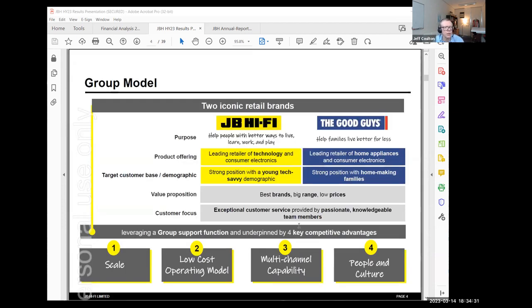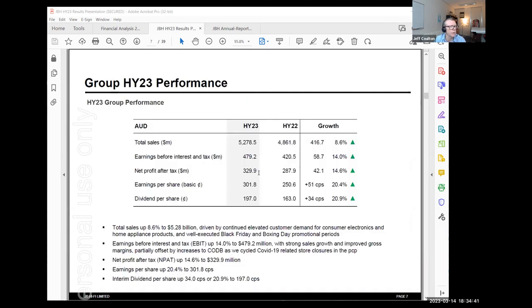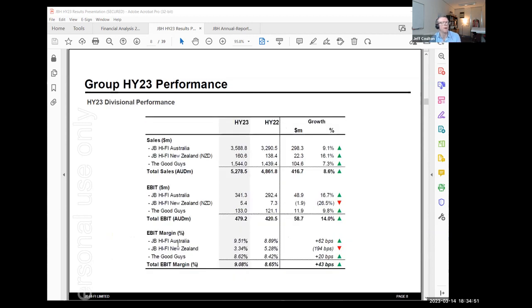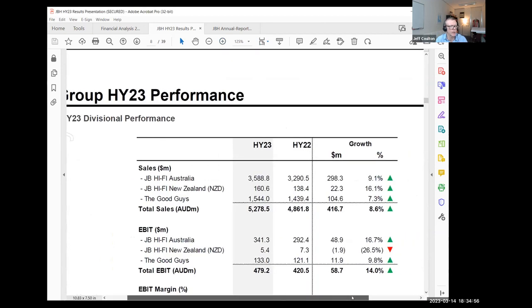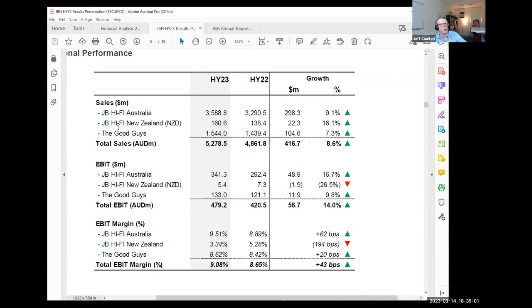Group overview. Okay, so here's how I kind of summarize the business. Okay, scale and low cost makes sense. Yep, multi-channel. Yep, makes sense as a retailer. Create and growth. Yep, okay. Sales, earnings before interest and tax, net profit, earnings, dividends per share. So no real margins there, but a little bit. But if we go to the divisional performance here, now we're starting to get into sales, so EBIT margin is probably going to be important for a retailer.